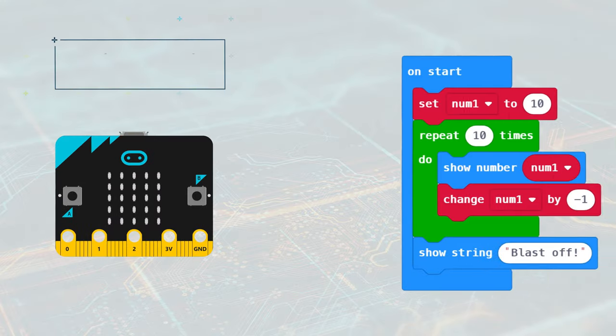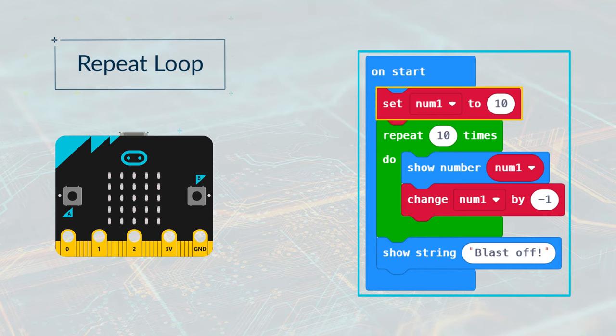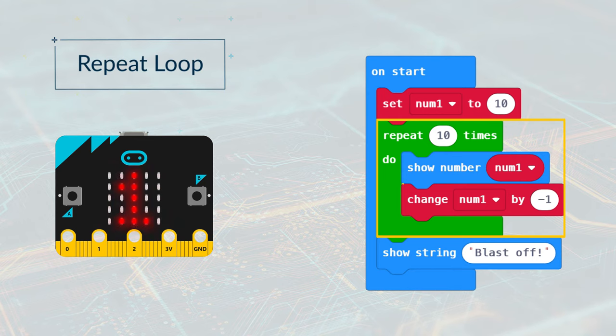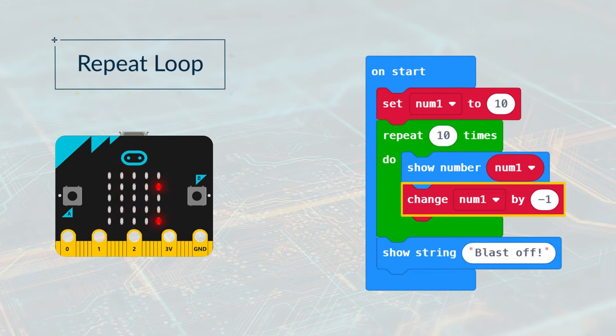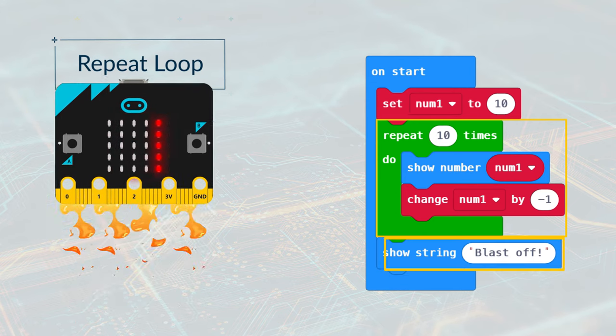Here's an example of a repeat loop. When the program starts, it sets the variable num1 to be 10. It then goes into the loop. Within this, it outputs the value in num1 and then decreases num1 by 1. These two blocks repeat 10 times. So first it will output 10, then subtract 1, go round again to output 9, then subtract 1, etc. The program will output 10, 9, 8, 7, 6, 5, 4, 3, 2, 1, blast off.